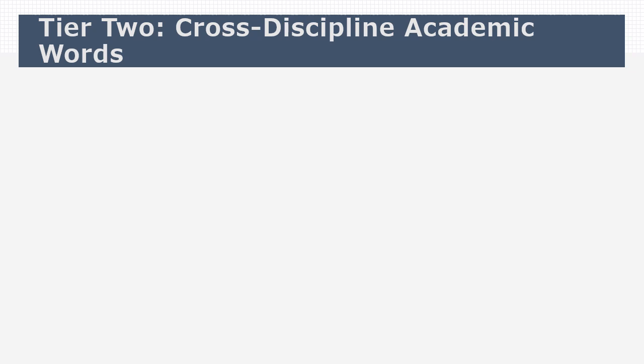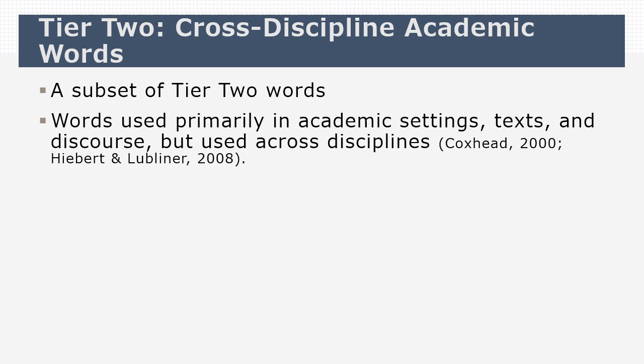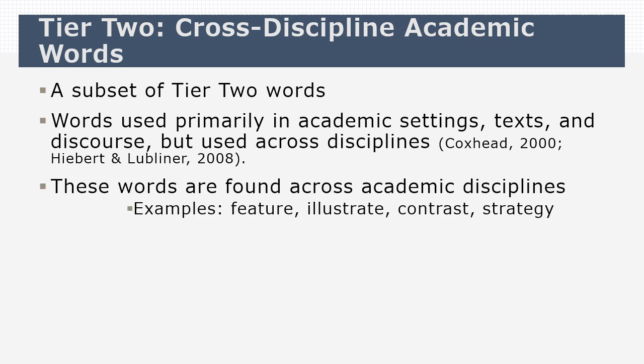There's a special subset of Tier 2 words, and those are the cross-disciplinary academic words. These are words that are used primarily in academic settings or academic texts and discourse, but are used across the disciplines, so they're not discipline specific. Examples might be feature or illustrate, contrast, strategy. So understanding these words would be really beneficial in understanding academic texts, whether it's in science, language arts, history, social studies, but these are words that are specific to academic content.